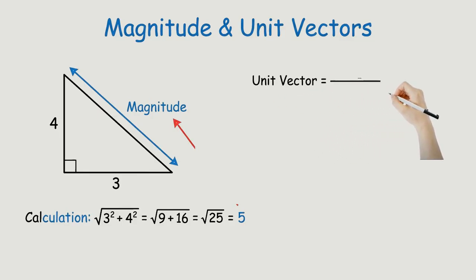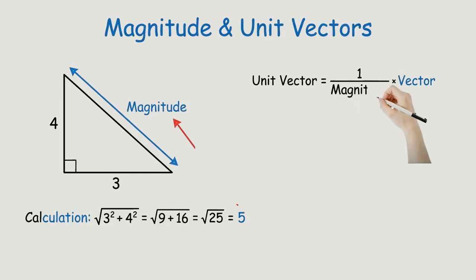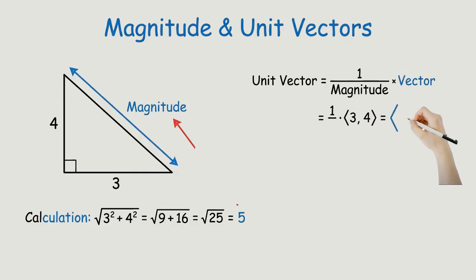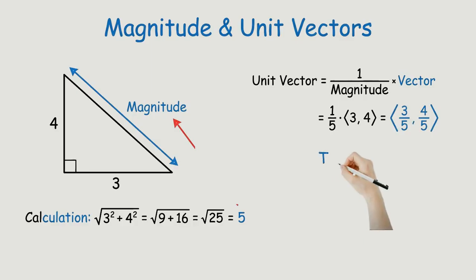A unit vector keeps direction but has length 1. You get it by dividing the vector by its magnitude. For 3, 4, divide by 5 to get 3/5, 4/5. This matters because it separates direction from size.